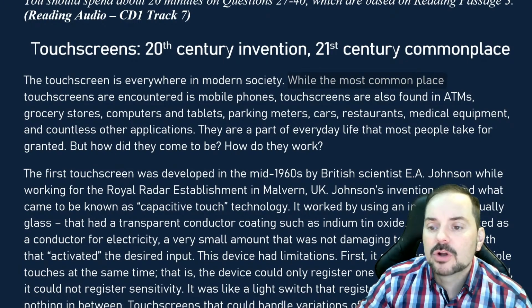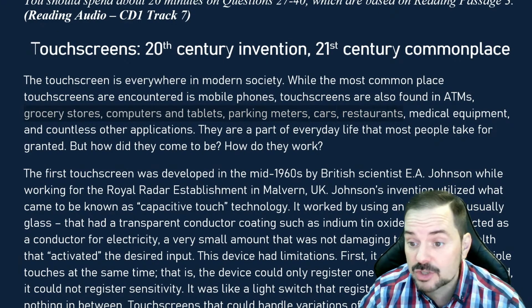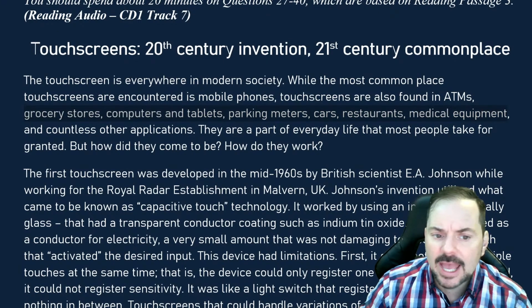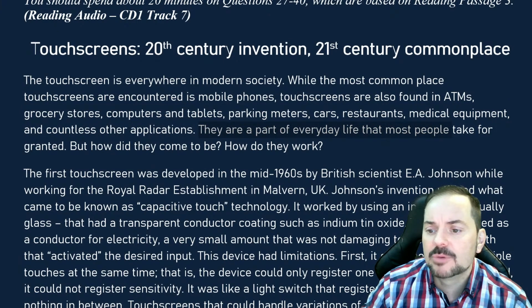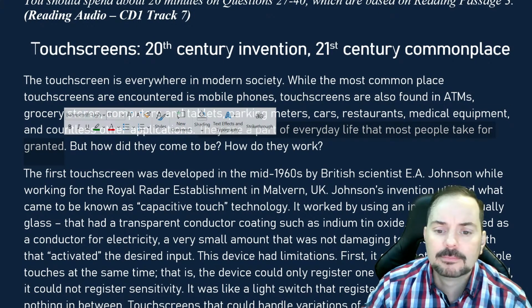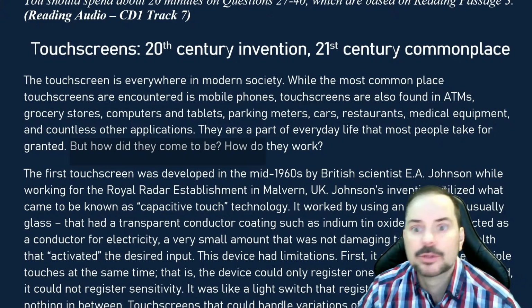While the most commonplace touchscreens are encountered as mobile phones, touchscreens are also found in ATMs, grocery stores, computers and tables, parking meters, cars, restaurants, medical equipment, and countless other applications. They are a part of everyday life that most people take for granted. But how did they come to be? How do they work?